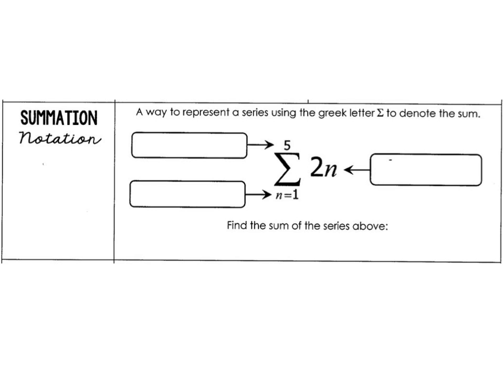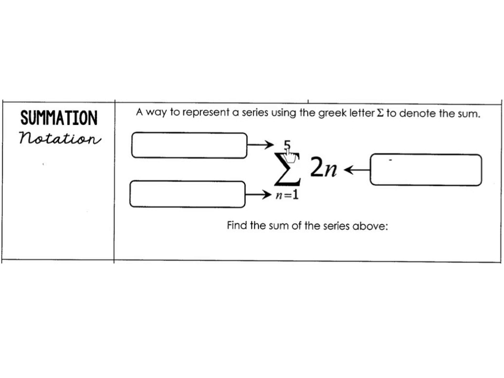All right, now summation notation is very important. So this is the correct notation that we use to show summations, or in this case, series. When we're adding together all of the sequences, we get a series, we use summation notation. Summation notation is just a way to represent a series using the Greek letter sigma. This little E is the Greek letter sigma, and that denotes the sum. So anytime you see the sigma symbol, this means the sum.